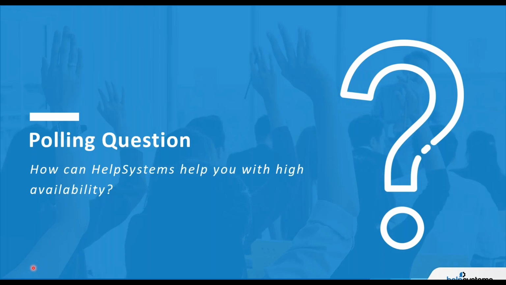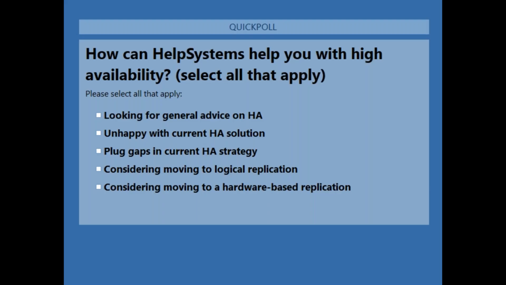So off to our last polling question, Ash, and then over to some Q&A. Yeah, so how can Help Systems help you with HA, with high availability? Maybe you're looking for some general advice. Maybe you're just fact finding. Maybe you've got some axe to grind with your current solution, wherever that may be, or maybe you've got holes or gaps with your current strategy.